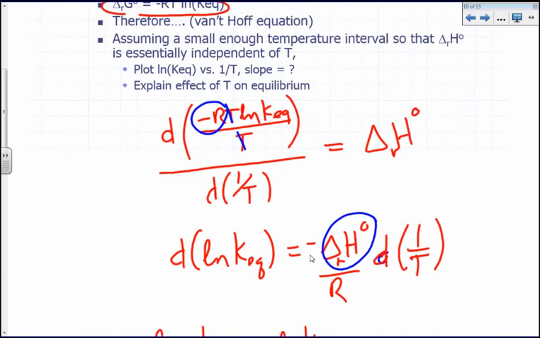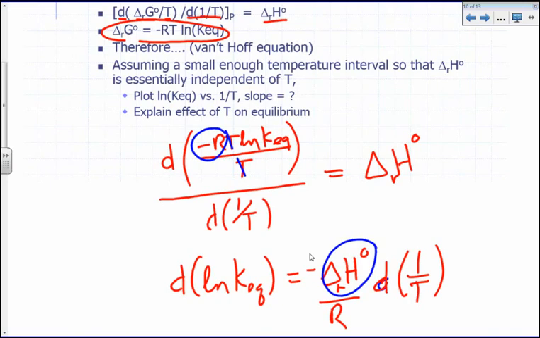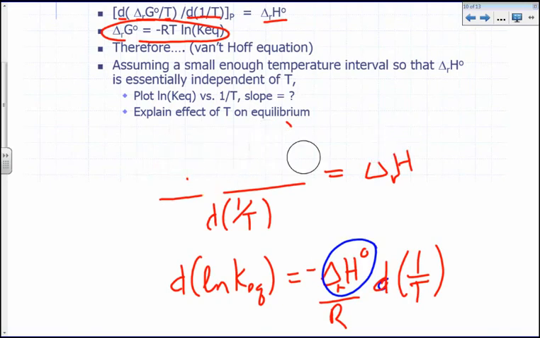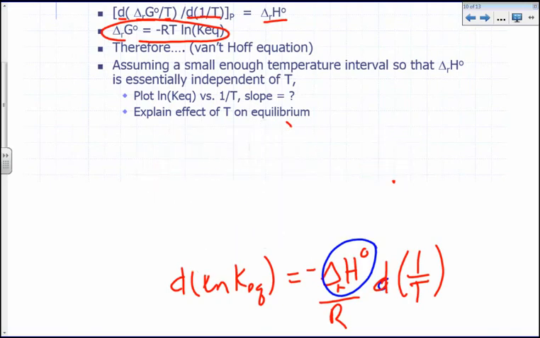All right, now we can also use this. Before I move on, we say that if you plot ln KEQ versus 1 over T, your slope is going to be equal to negative delta H naught for the reaction over R. How can we use this to explain the effect of temperature on equilibrium?